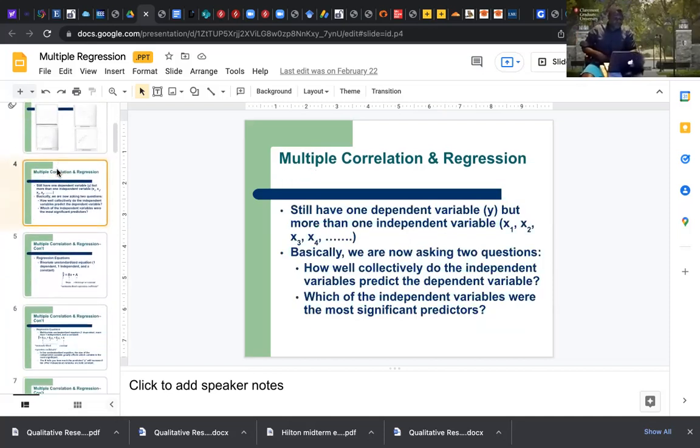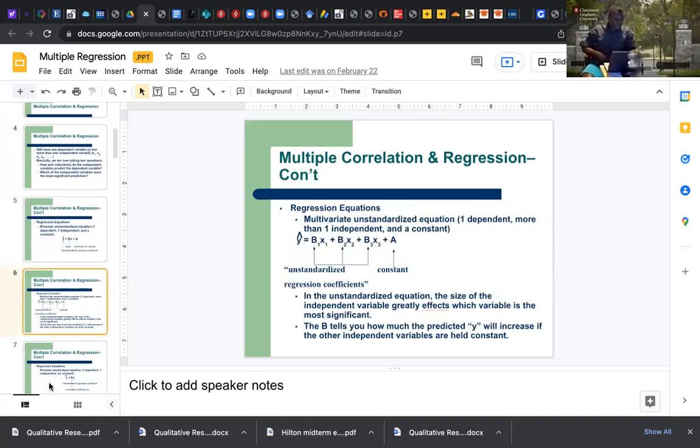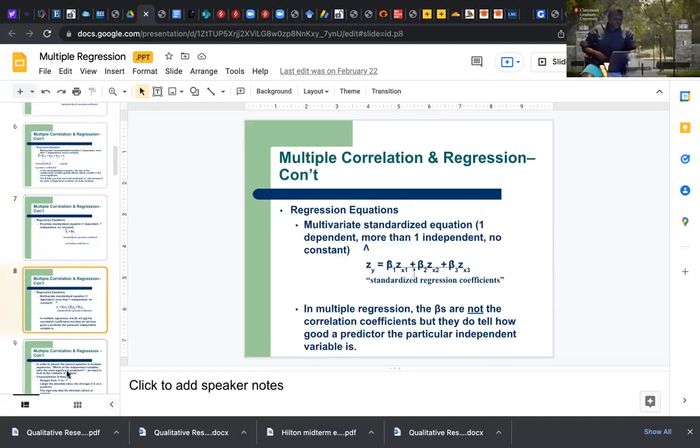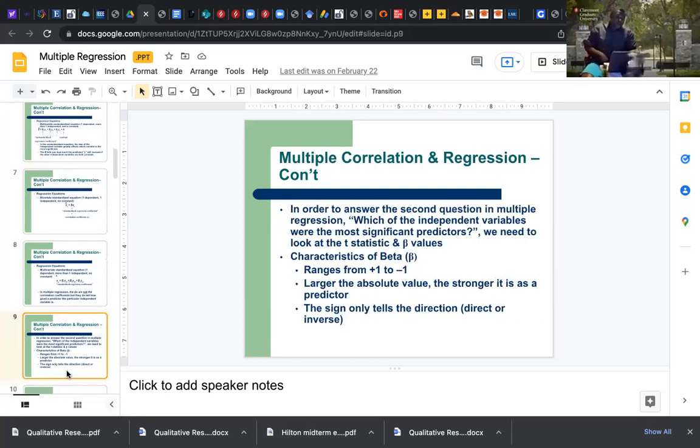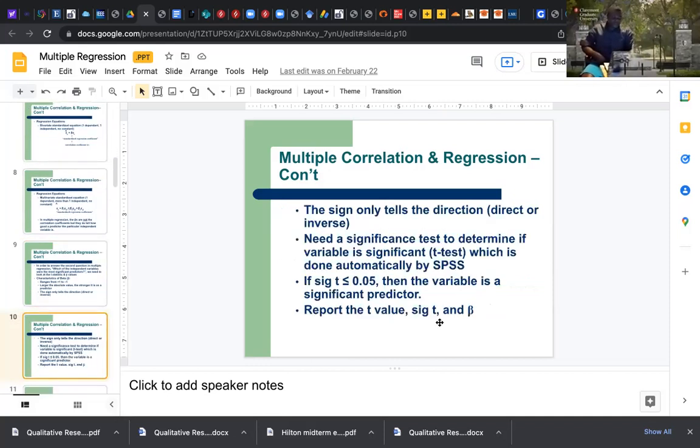So to recap again, to understand how well, collectively, all the independent variables predict the dependent variable, you report the beta value, the T statistics, and also the SIG-T. So you report the T value, the SIG-T, and the beta, just to understand how much the linear combination of the independent variables predicts the dependent variable.